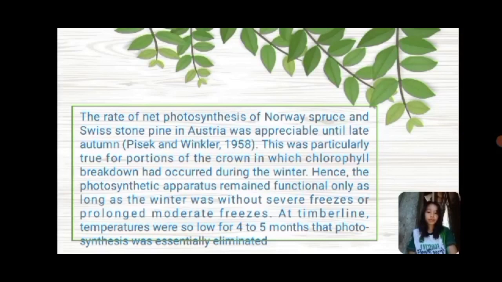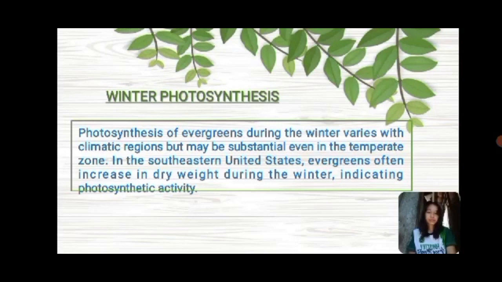In Australia, Norway pine had a noticeable photosynthetic rate up until late autumn, and this was especially true for areas of the crown where wintertime chlorophyll breakdown had taken place. As a result, the photosynthetic machinery only continued to work during the winter months that did not see any intensity. Strong frosts lasted 4 to 5 months near timberline. The temperatures were so low that photosynthesis was practically eradicated. And then next is winter photosynthesis.